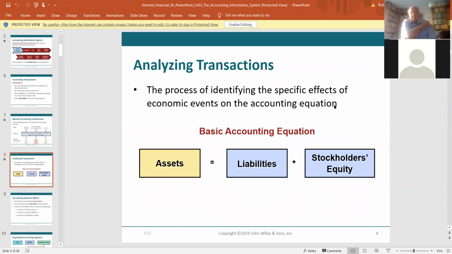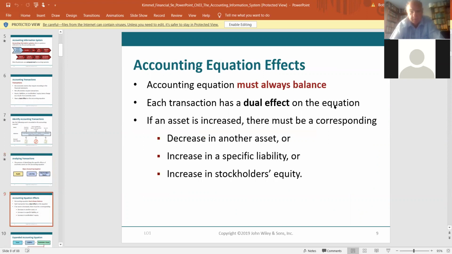So take a look at the accounting equation, everybody. There it is. Assets equal liabilities plus equity. Assets equals liabilities plus equity. And it must always be in balance, and every event has a dual effect on it. If an asset is increased, that means another asset went down, or a liability went up, or equity went up.